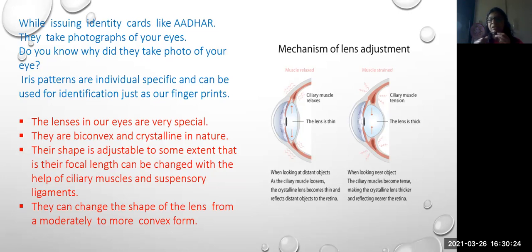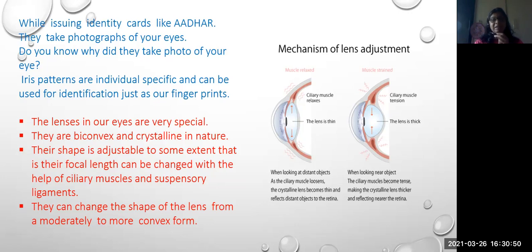Fingerprints are also not similar from one person to another. Each and every person has his or her own fingerprints. So according to the fingerprints only, or according to the iris part of the eye, then they can identify the person. Okay.